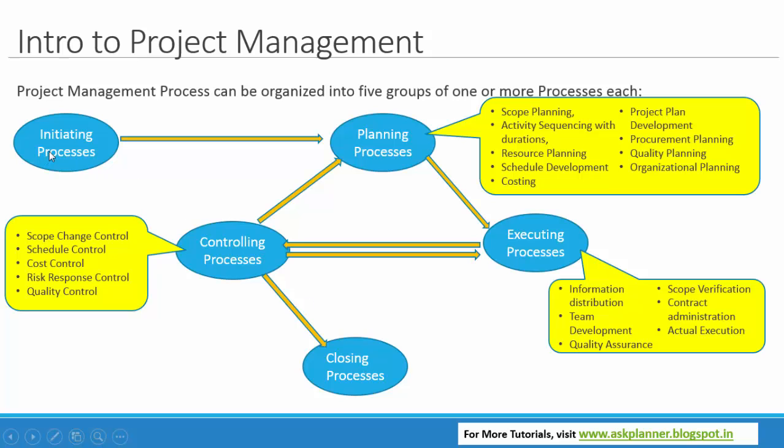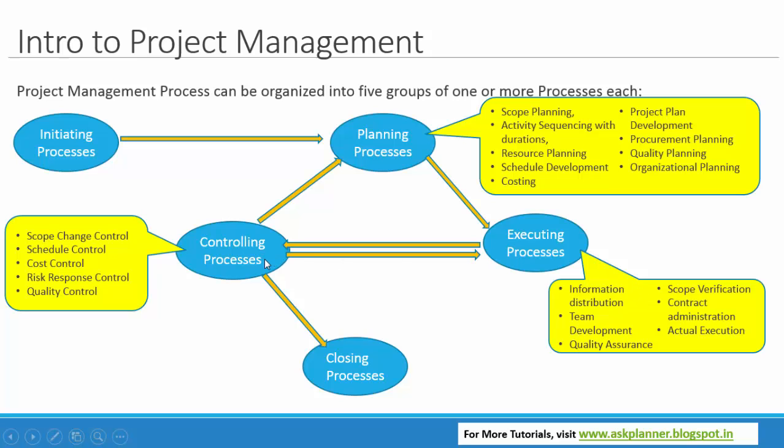The initiating process recognizes that a project or phase should begin, or commits to doing so. The planning process is devising and maintaining a workable scheme to accomplish the business need that the project was undertaken to address. The executing process includes coordinating people and other resources to carry out the plan.